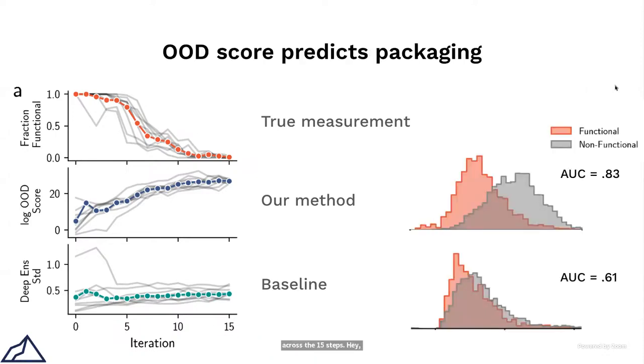A more quantitative evaluation here would be to ask how well this OOD score can be used to identify variants that package and which ones do not package. Packaging here is denoted as functional in red, and non-packaging variants are denoted as non-functional in gray. We see that our method produces an area under the curve of 0.83, while the deep ensemble method produces an area under the curve of 0.61. So it doesn't really do a good job compared to our method. And I also just want to clarify one more time that the packaging model says that all of these variants package. So the real information here is coming from this uncertainty score.